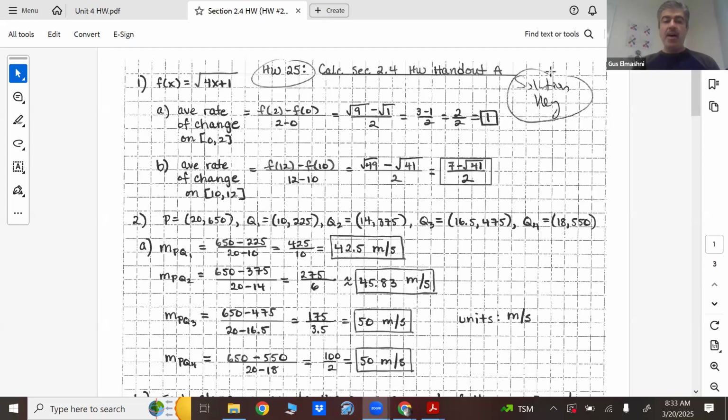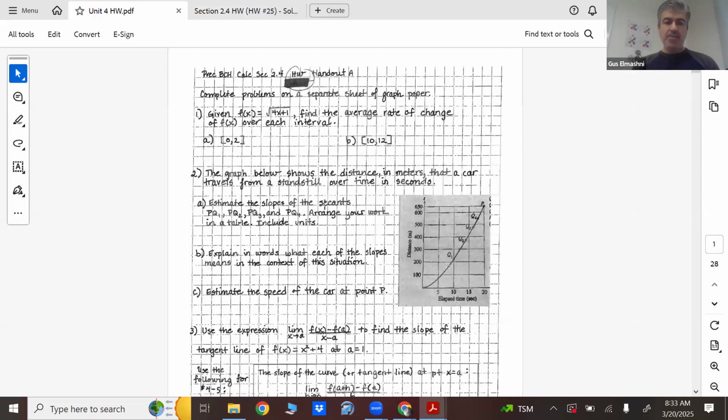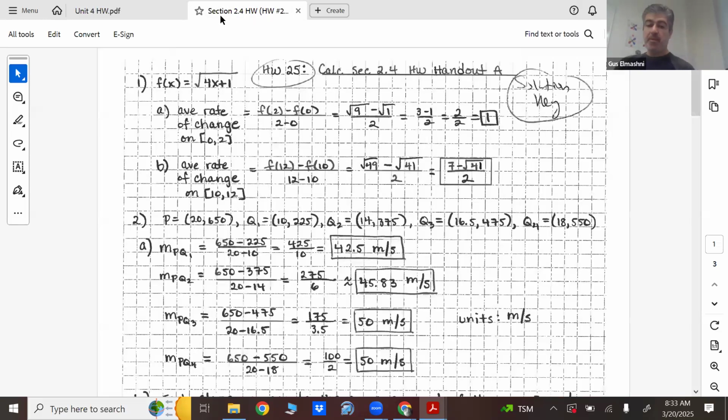Pretty straightforward. Number two was asking what? Estimate the slopes of the secants for those various points. Great, just do that. And explain in words what it means in the context of the situation. And estimate the speed of the car at point P, which is the tangent line, or the instantaneous rate of change, by the way.